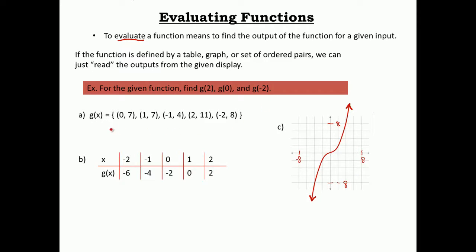Okay, in part A, we have the function g of x is equal to 0, 7, 1, 7, negative 1, 4, 2, 11, and negative 2, 8. This is a function, and its name is g. We're asked to find g of 2, g of 0, and g of negative 2.